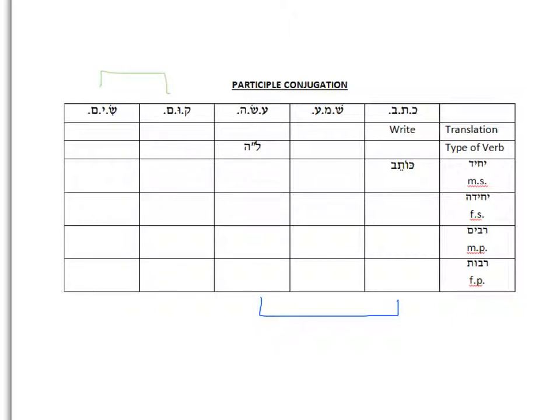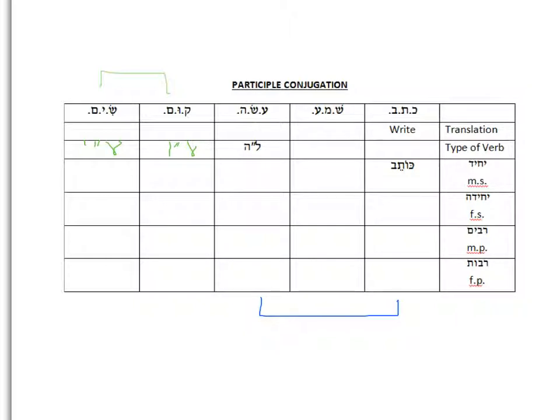Okay, what type of shoresh are these words? Kum is an example of an ayin vav shoresh. How about sim? Sim would be an ayin yud shoresh, meaning that the center letter is a vav for kum, and for sim it's a yud.